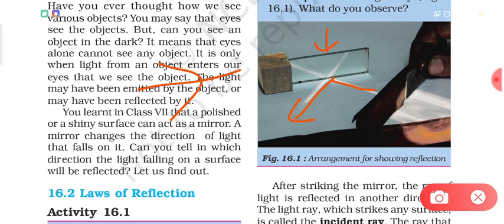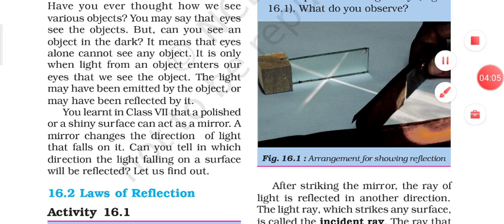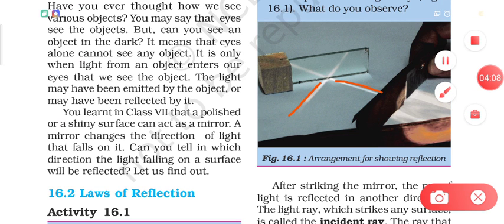Okay, so dear students, now we have to understand the laws of reflection. First of all, a few things we need to clear. The ray or beam of light which is falling on an object is called the incident ray. Now when this ray gets bounced back, the ray which is bouncing back is called the reflected ray. So this is the incident ray, and this one is the reflected ray.